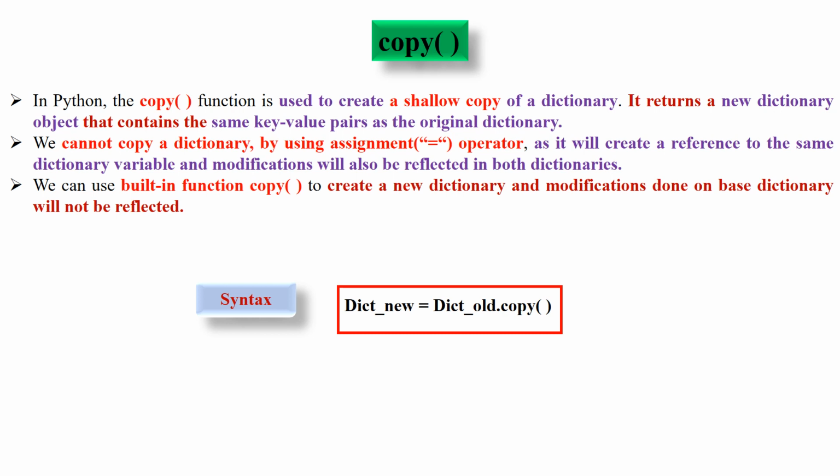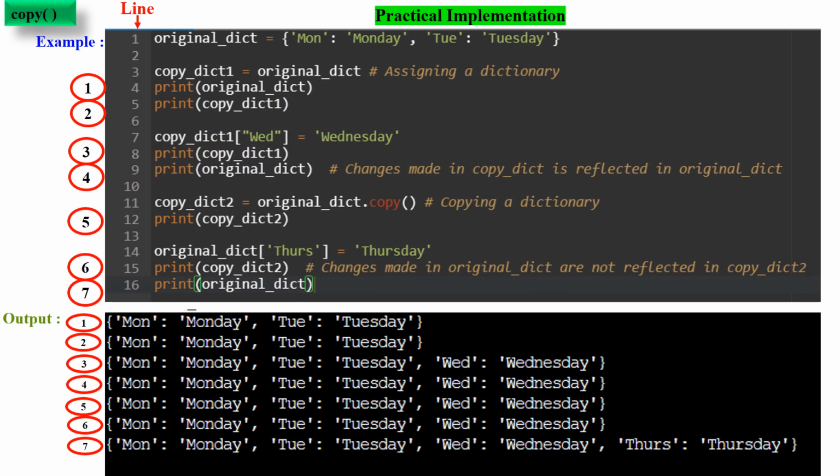In Python, the copy function is used to create a shallow copy of a dictionary. It returns a new dictionary object that contains the same key value pairs as the original dictionary. We cannot copy a dictionary by using the assignment equal to operator, as it will create a reference to the same dictionary variable and modifications will be reflected in both dictionaries. We can use the built-in function copy to create a new dictionary, and modifications done on the base dictionary will not be reflected. The syntax is dict_new = dict_old.copy(). Revise these examples given here.